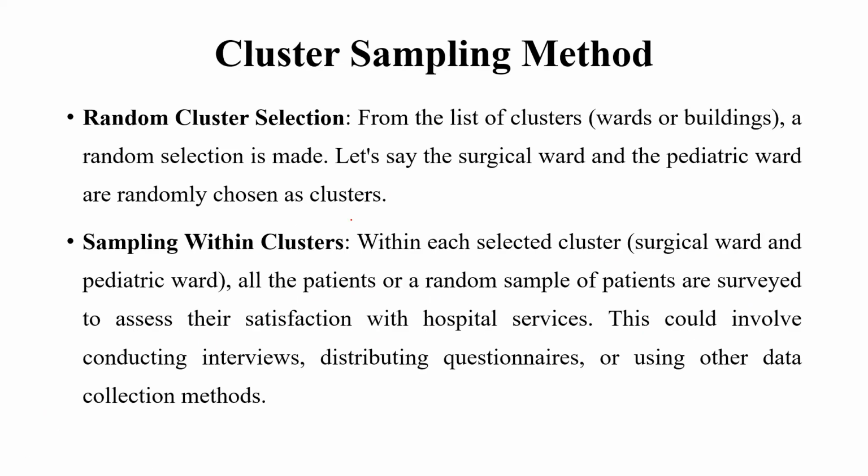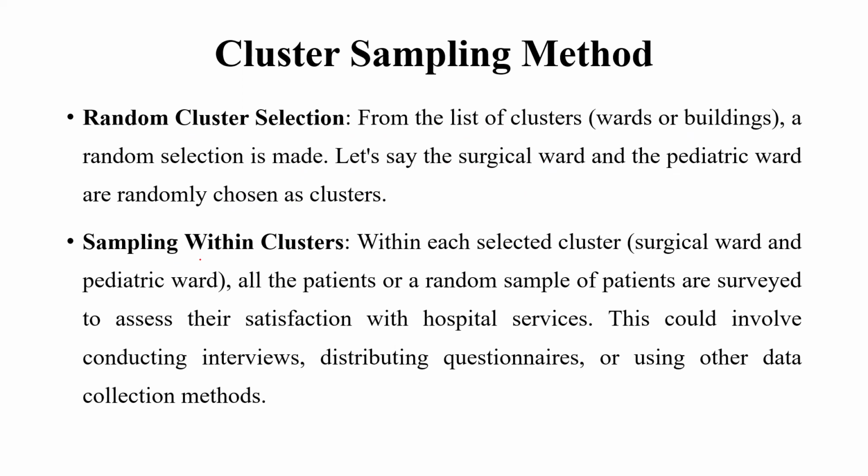Now, the cluster sampling method. The first point is random cluster selection. After formation of the clusters, we need to select the random clusters. From the list of clusters, wards or buildings, a random selection is made. Let's say the surgical ward and the pediatric ward are randomly chosen as clusters.